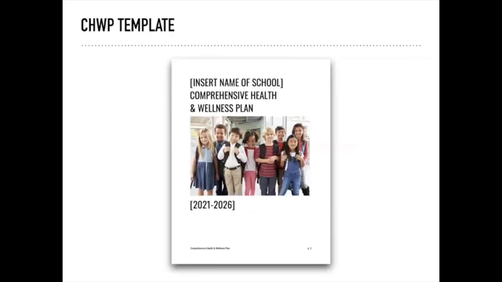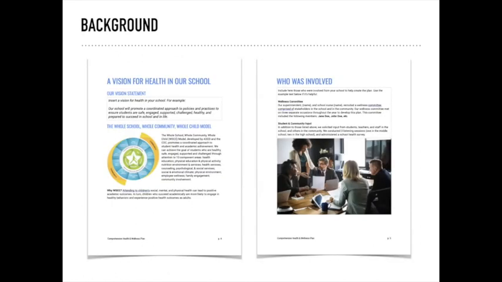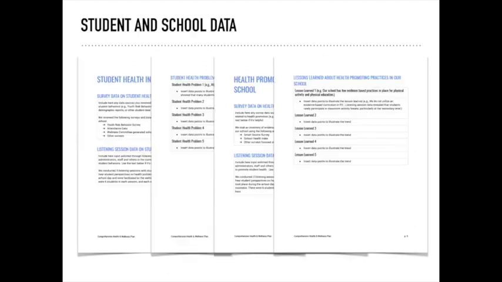The other resource we have available for you is the Comprehensive Health and Wellness Plan template. Again, I'm going to give you just a high-level overview of what's included in this. The CHWP template includes background information about who, what, and why the plan was created. It provides data related to student health and the school environment, which illustrates how the task force came to their decisions about which health problems they will focus on.